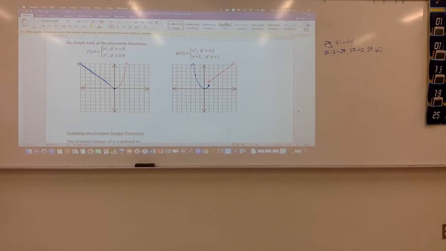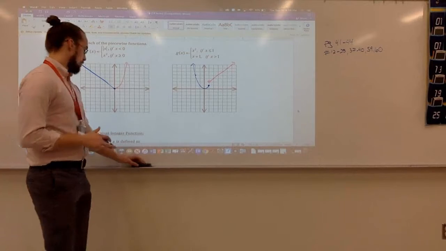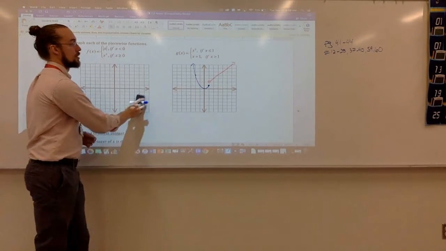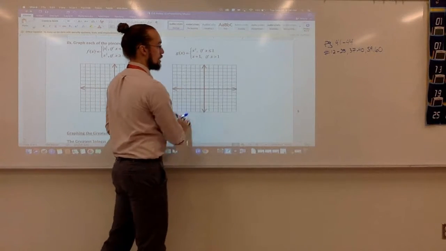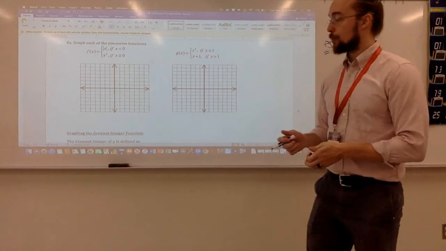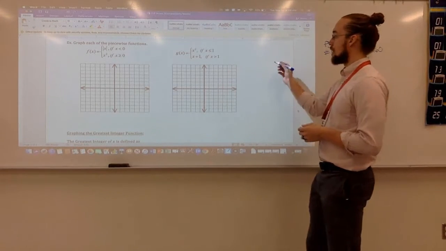You okay with that? All right. Before we go to the greatest integer function, we're going to do another thing here. If I give you a graph of a function, we want to write the piecewise equivalent of that.